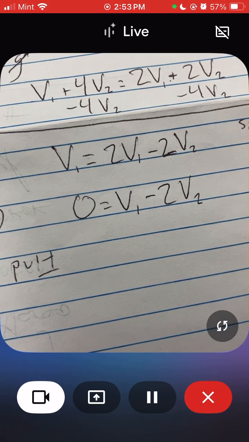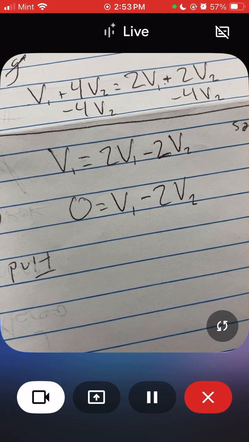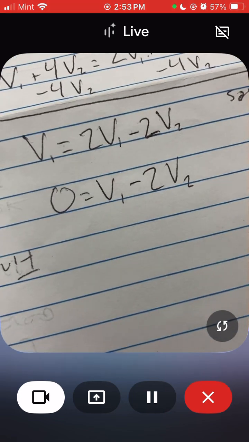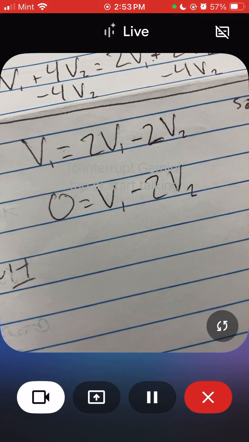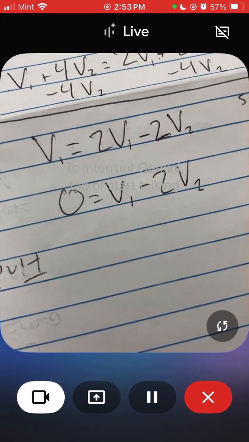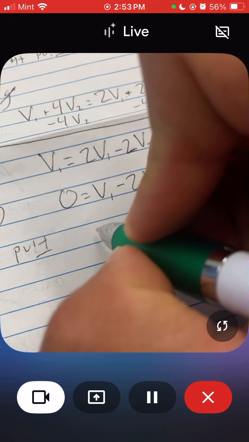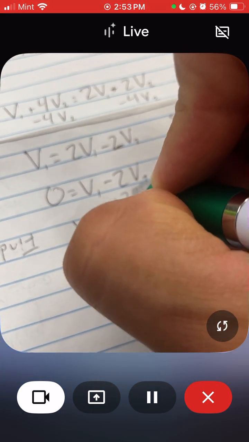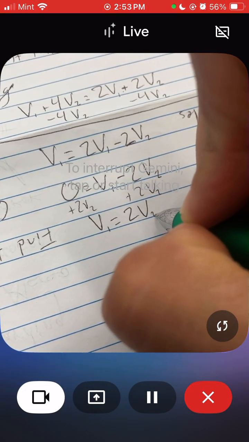Now let's isolate V1 by adding 2 V2 to both sides. Wait, so this is correct so far, right? I'm not crazy? Yep, that's correct. Now let's add 2 V2 to both sides to isolate V1. All right, so we get V1 equals 2 V2.